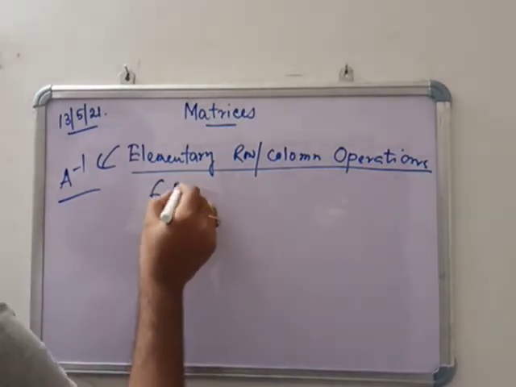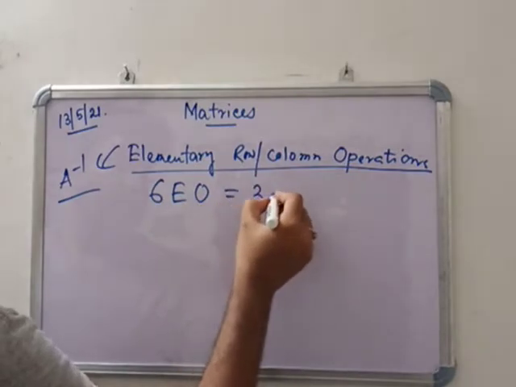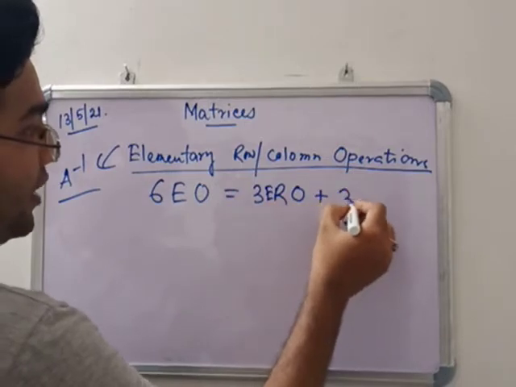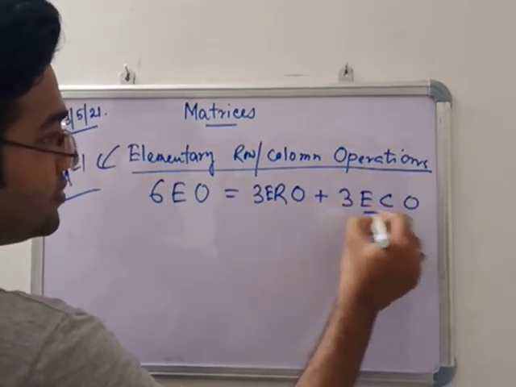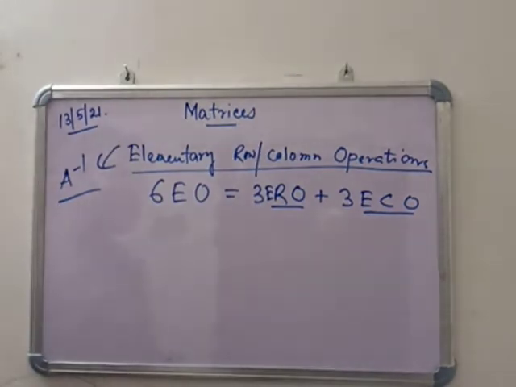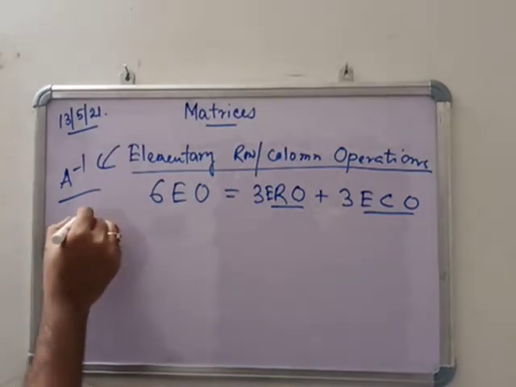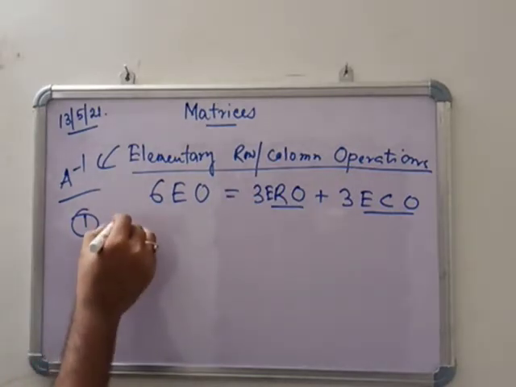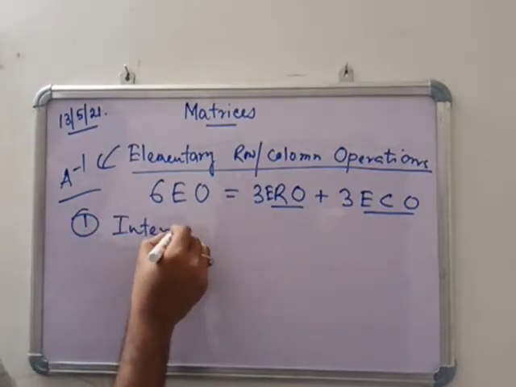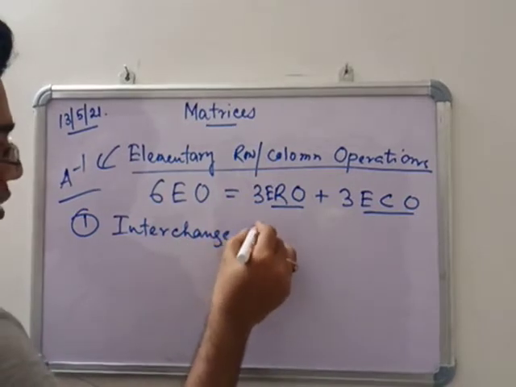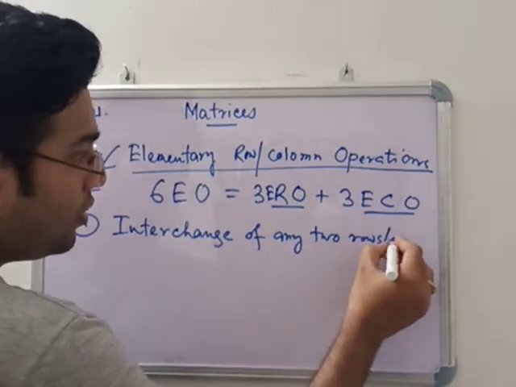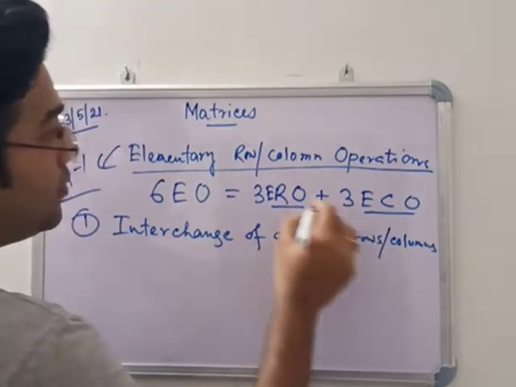But there are 6 elementary operations, 3 elementary row operations and 3 elementary column operations. In number 1, interchange of any 2 rows or columns.